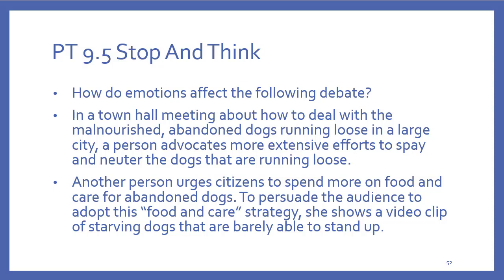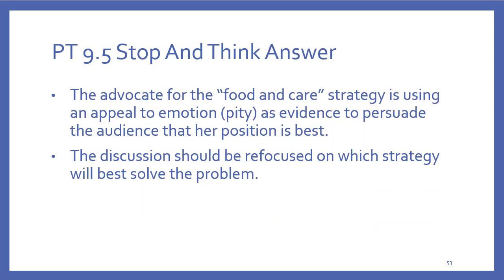Okay, so we clearly have some issues going on. We have some appeals to emotion going on here. So the advocate for the food and care strategy is using an appeal to emotion, in this case pity. You don't want to have poor hungry doggies, as the best evidence to persuade the audience that the position is best. All right, so what you can do is reframe this through reappraisal. You can separate the emotion from the content of the claim, and you can figure out a better way to deal with this rather than just basing it on the pity that you have for the animals.